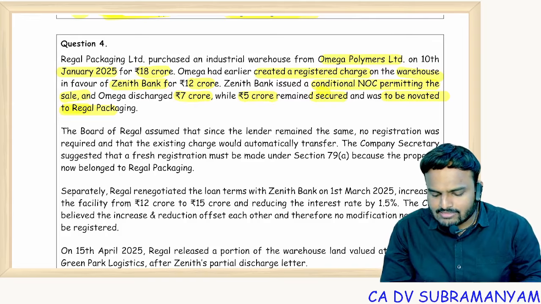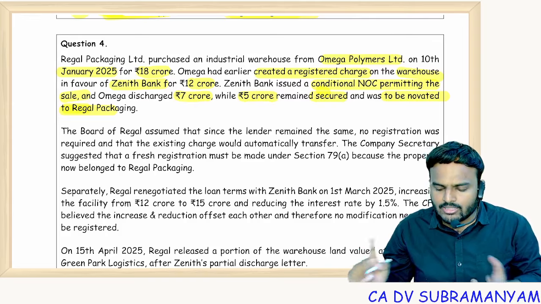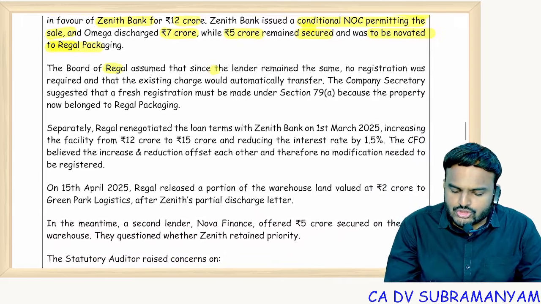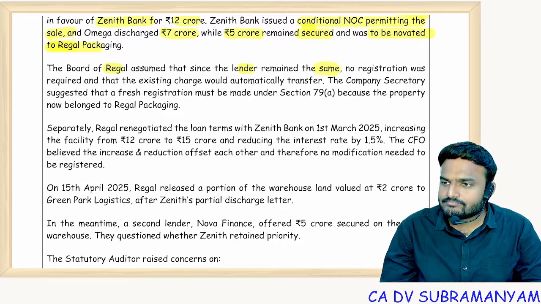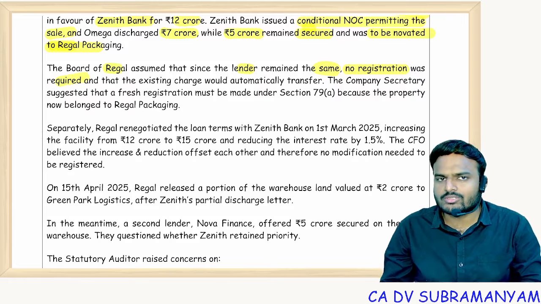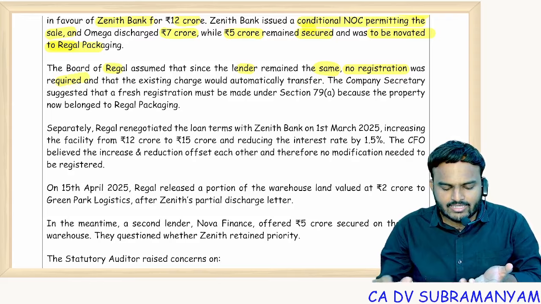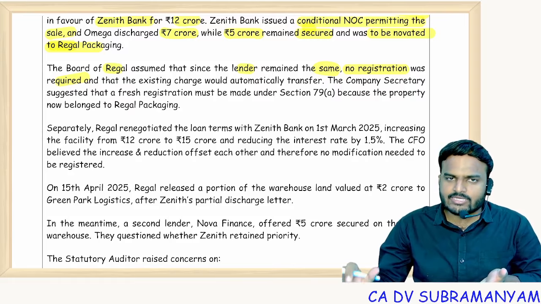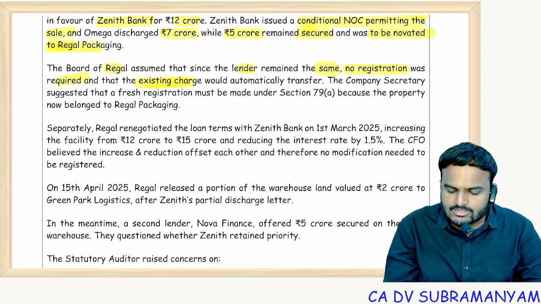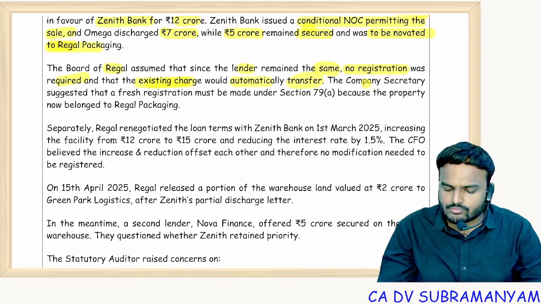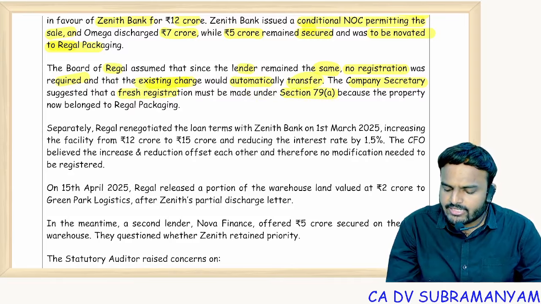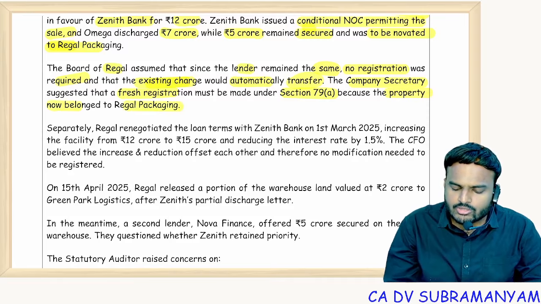So the existing borrower is Omega, the new borrower will be Regal Packing Limited. The board of Regal assumed that since the lender remained the same and the creditor remained the same, no registration was required. Who told? Modification of charge, change of banker, change of borrower, change of terms and conditions, everything is to be registered with ROC, not that the existing charge would automatically transfer. Super. CS suggested that fresh registration must be made under Section 79A because the property now belonged to Regal Packing.